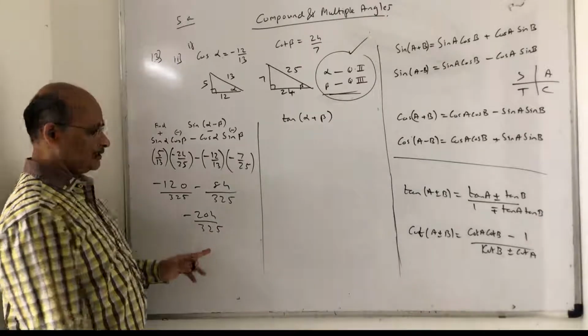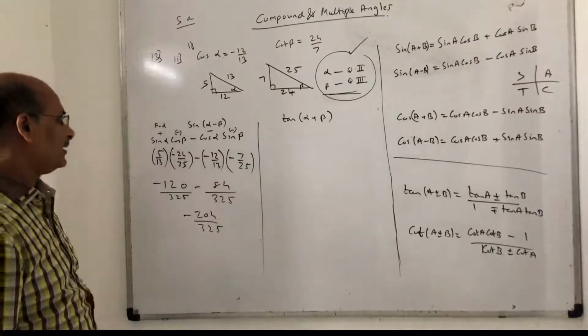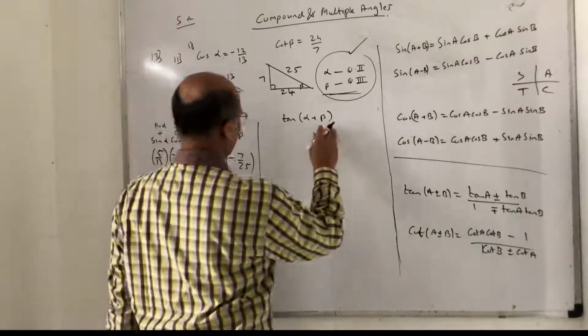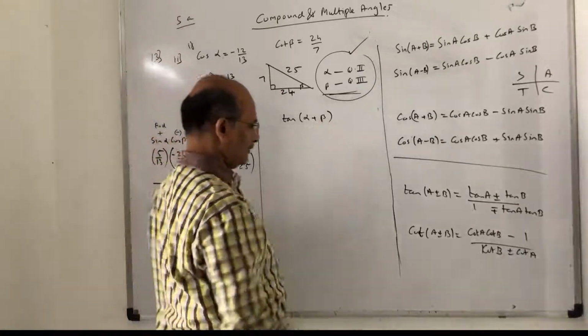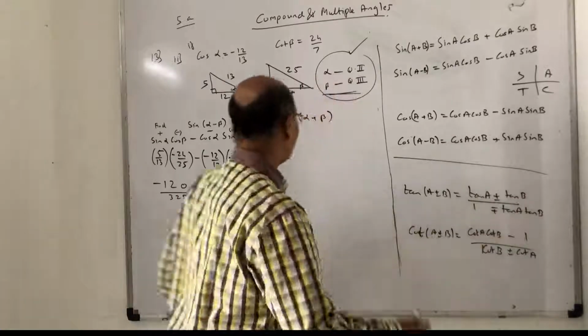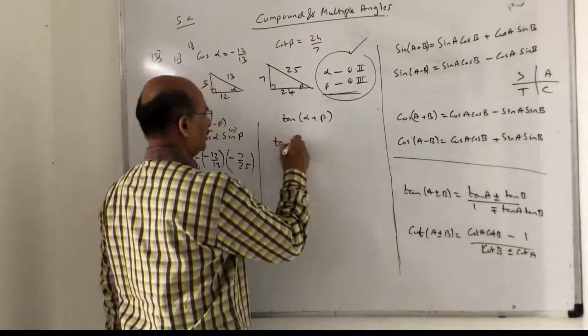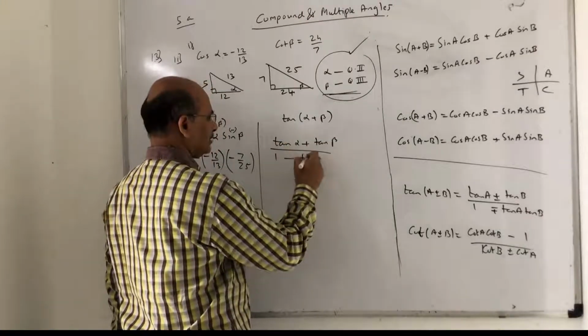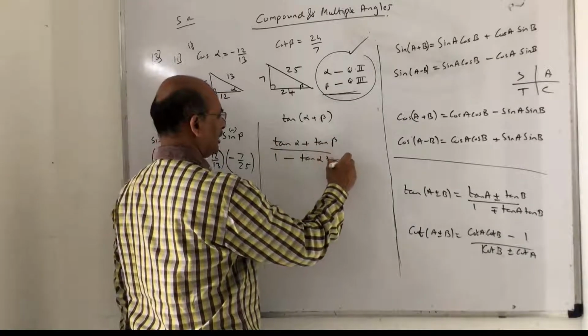Okay, I hope you got this answer clear. Now simply let us get the answer. Please verify this answer here. So tan of alpha plus beta. What is the formula for tan A plus B? Tan A plus tan B upon 1 minus tan A tan B.